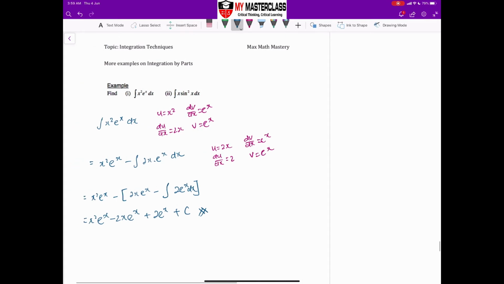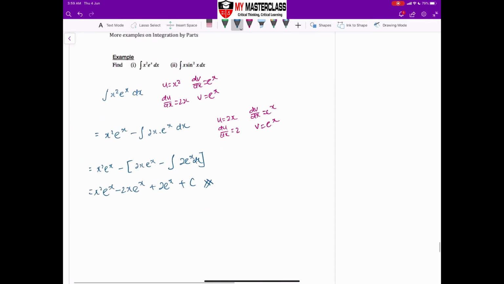Next one we're going to talk about is part 2, the integral of sine square x. I'm just going to give you a hint. Your u will be equal to x, dv/dx is equal to sine square.